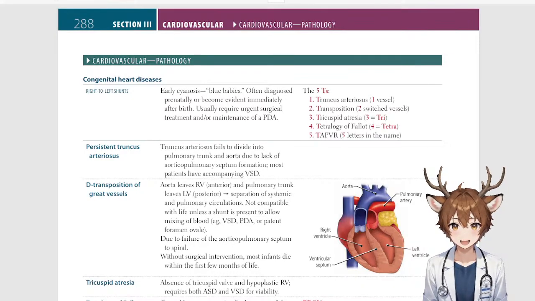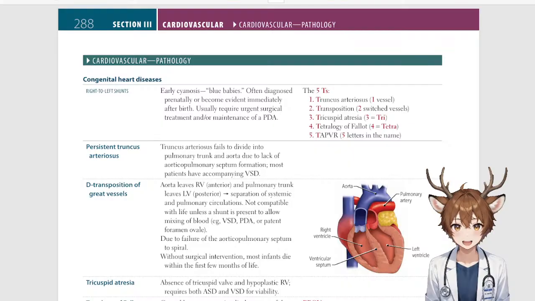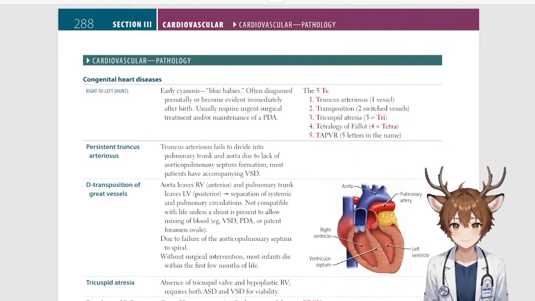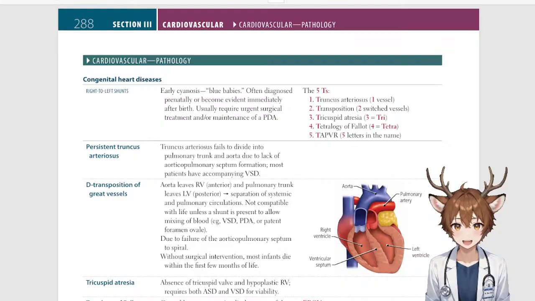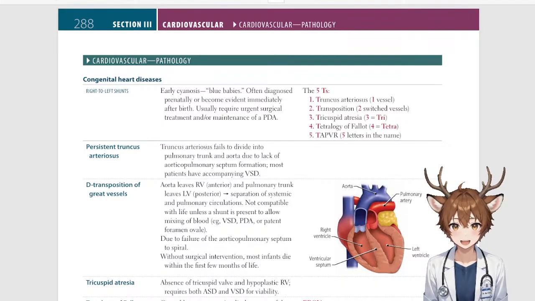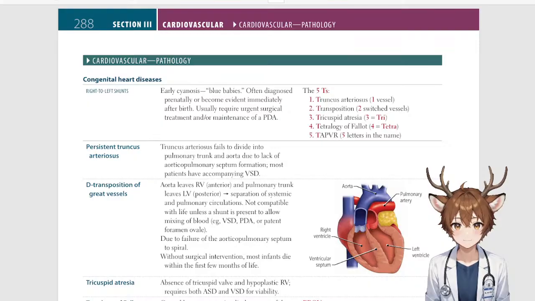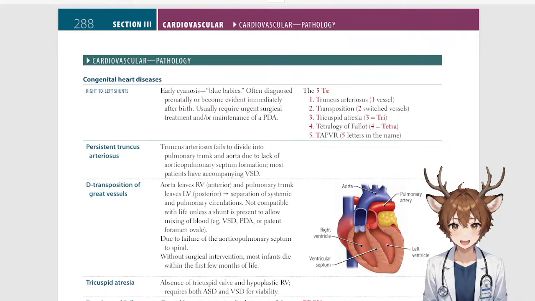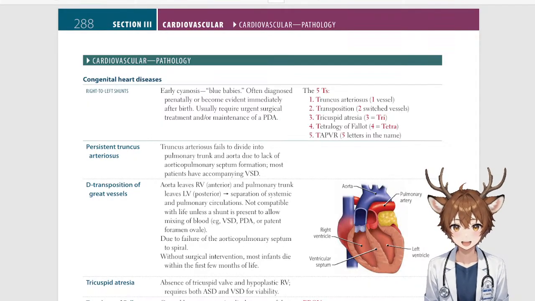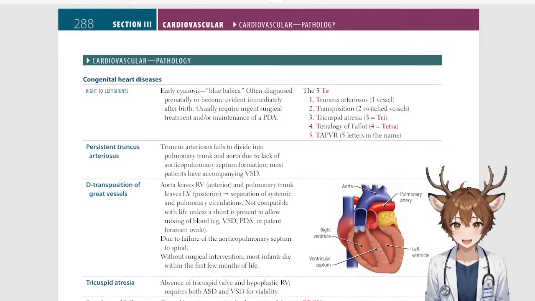Cardiovascular pathology, congenital heart disease. Right to left shunts, early cyanosis, blue babies, often diagnosed prenatally or become evident immediately after birth, usually require urgent surgical treatment and/or maintenance of a PDA via prostaglandin therapy.